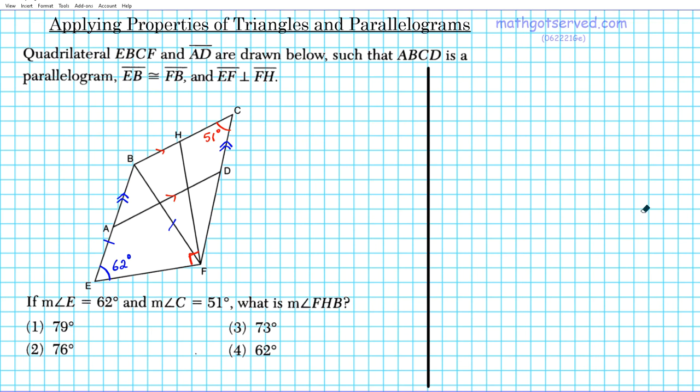And we're to find the measure of angle FHB. So this is the problem. This is what we need to find. Question mark. What is that? We don't know.